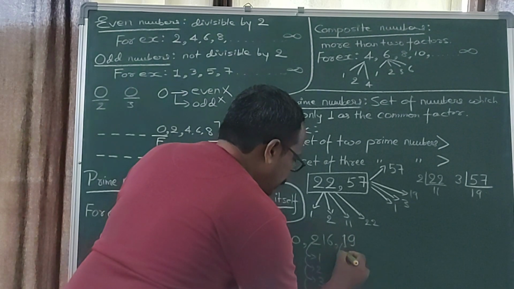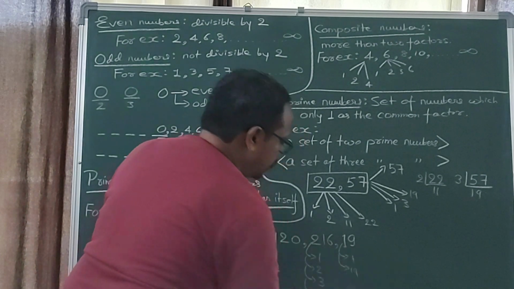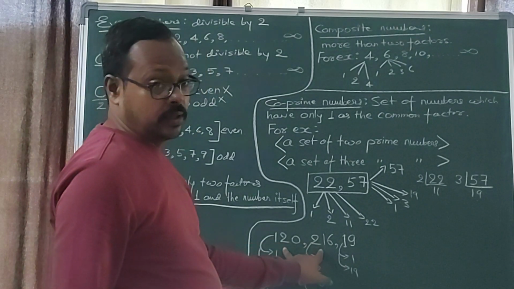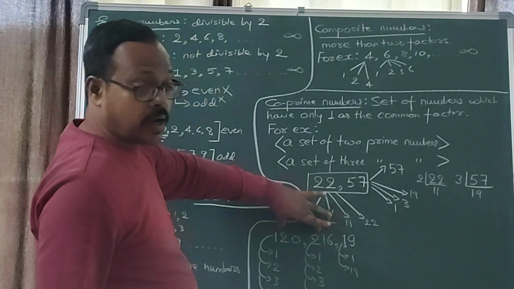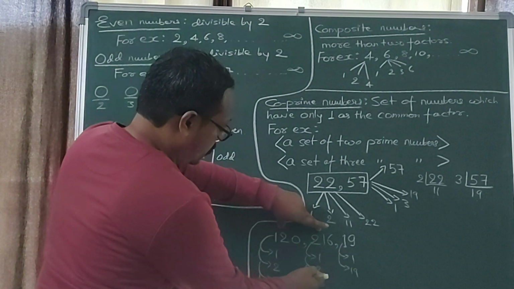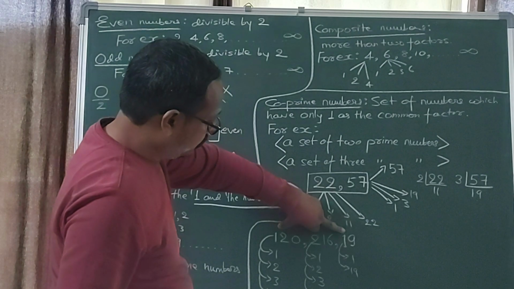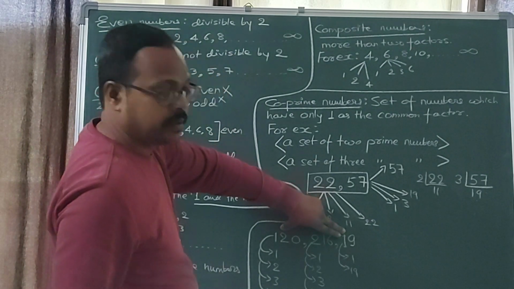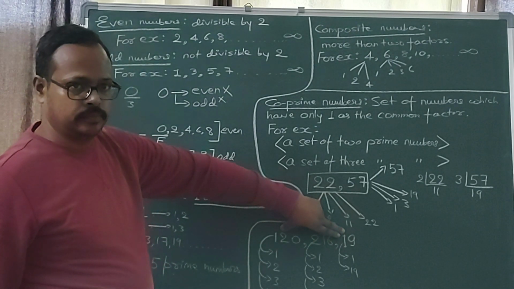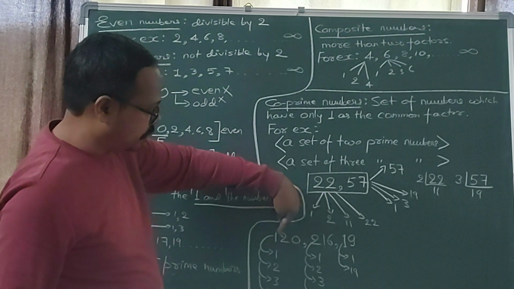19 is a prime number, if you see it, right? So, it has only 2 factors, which are 1 and the number itself. Now, we know that 120 and 216 are not co-prime, definitely. They are not co-prime because they have some common factors. But if we take the set of these 3 numbers, 120, 216 and 19, you will not find any common factor other than 1. So only 1 is a factor which is common amongst all these 3 numbers.